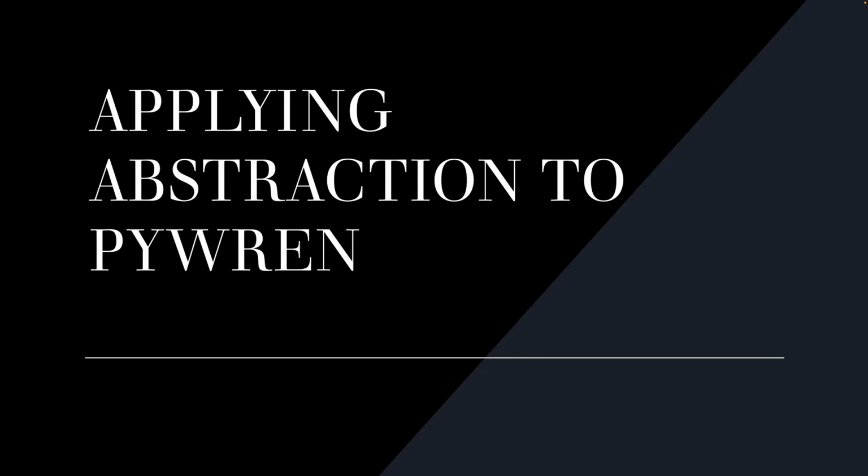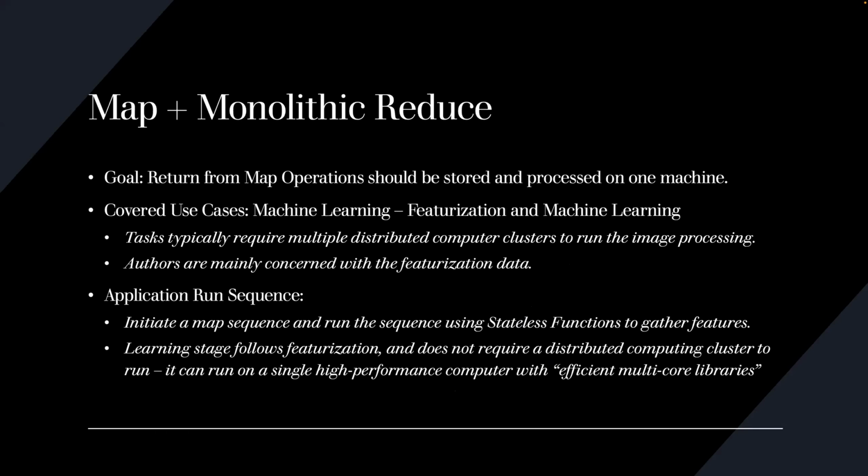Now, the next part we're going to analyze about the paper is how the authors applied various abstractions to PyWren to incorporate it into a lot of industry standard applications and use cases. The first abstraction we're going to talk about is called map and monolithic reduce.